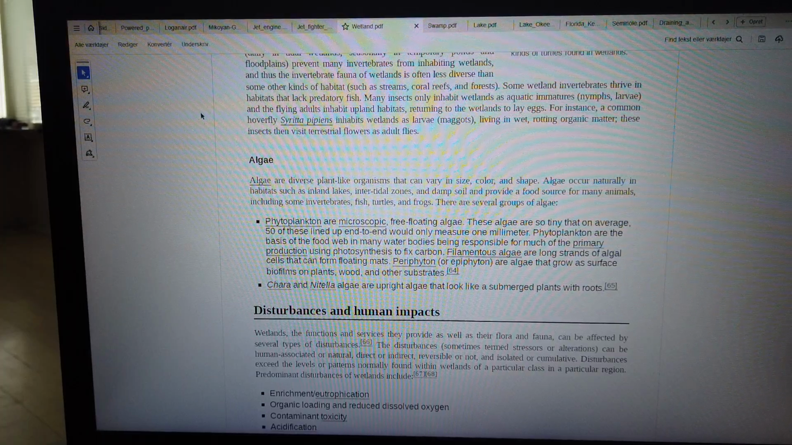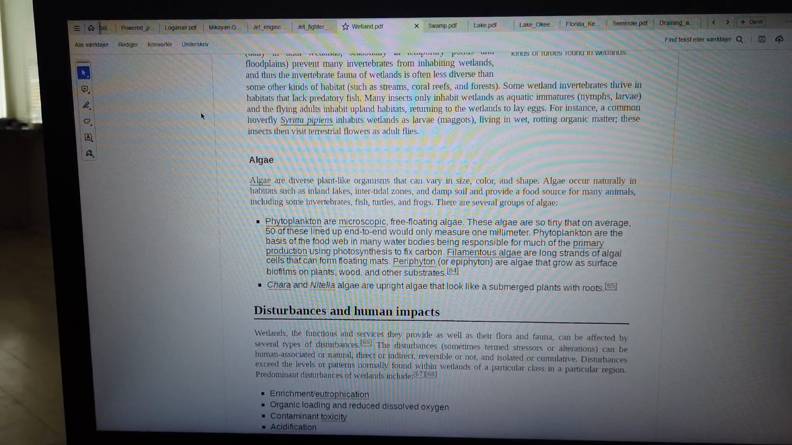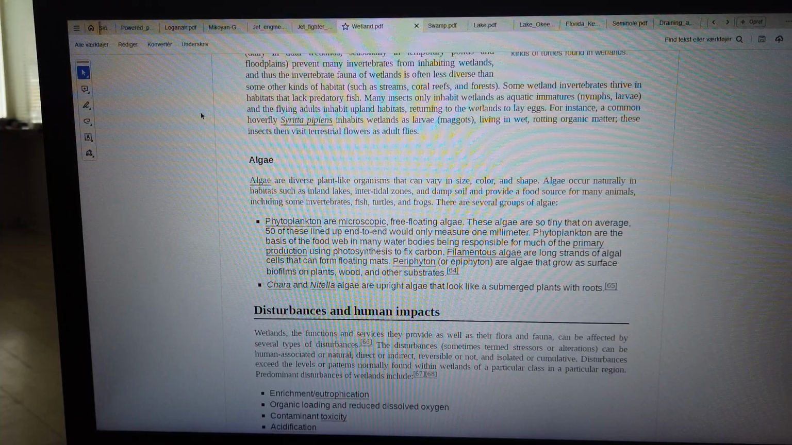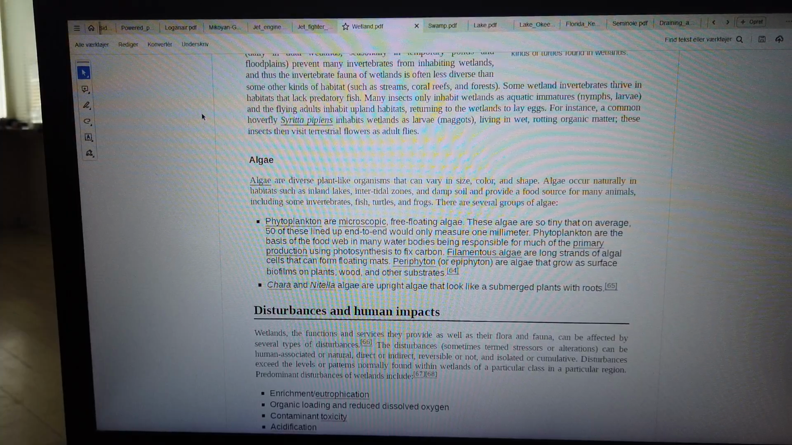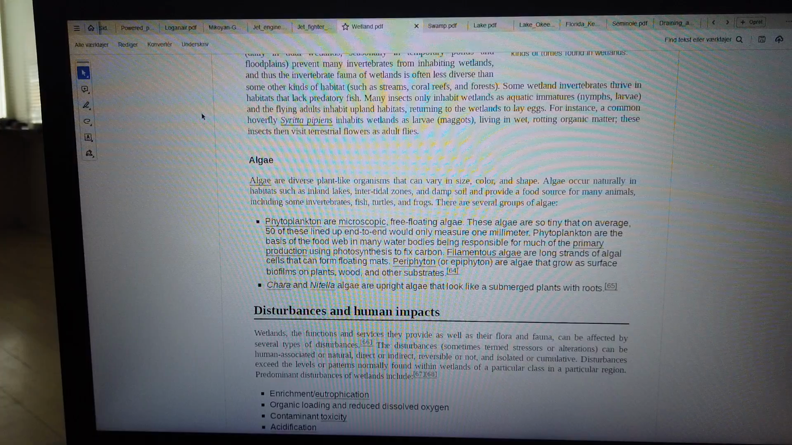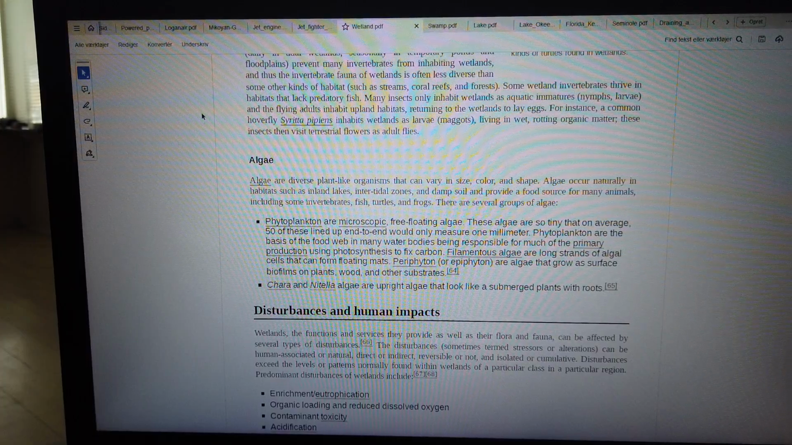Phytoplankton are microscopic, free-floating algae. These algae are so tiny that on average 50 of these lined up end to end would only measure 1 millimeter. Phytoplankton are the basis of the food web in many water bodies, being responsible for much of the primary production, using photosynthesis to fix carbon.